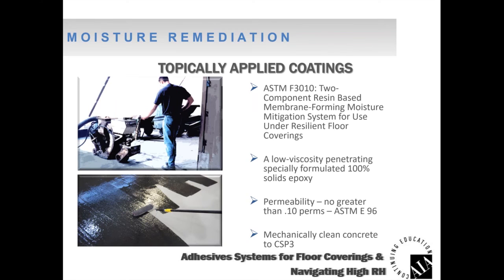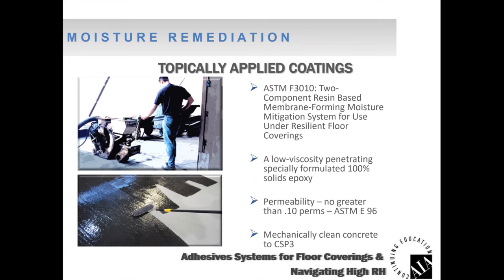The ASTM standard for that two-component material is ASTM F3010. This is for a two-component membrane forming moisture mitigation for use under resilient floor covering. They're low viscosity materials, typically 100% solids epoxy. In the F3010, it specifies that the perm rating must be 0.10 or lower when tested in accordance with ASTM E96.